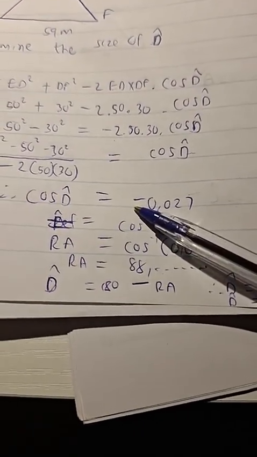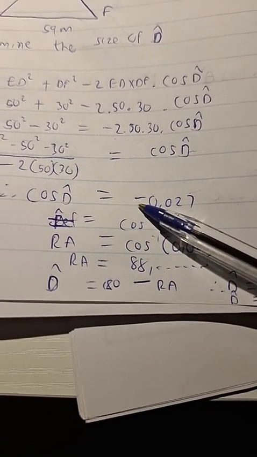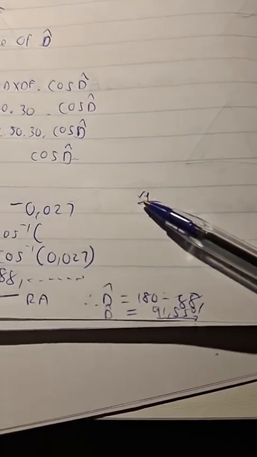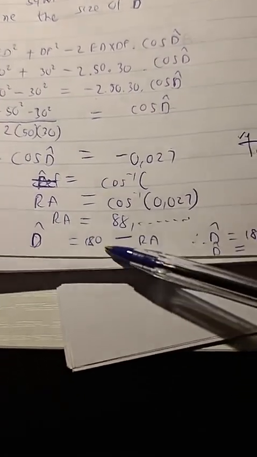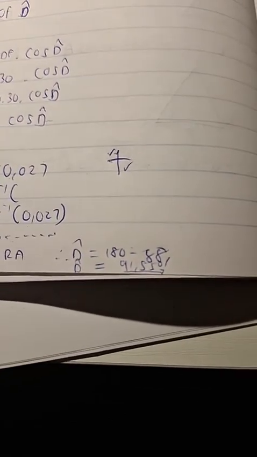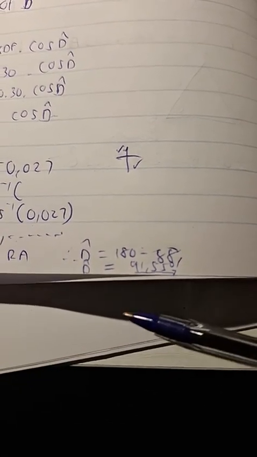If you have a negative numerical value, that just means you find the reference angle, checking out things in the second quadrant, you subtract that reference angle from 180 so that you can get your answer, which is 91,55 degrees in this situation.